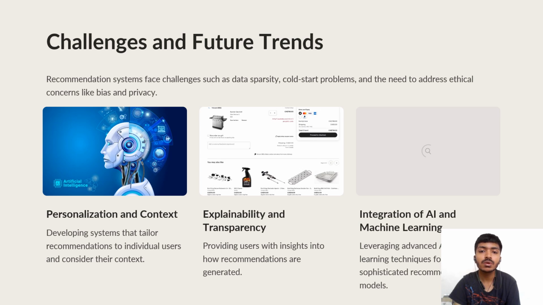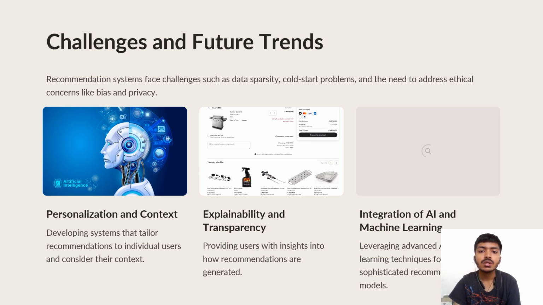Then we have cold start problems. These occur when new items or users have limited or no historical data available for recommendations. This makes it difficult to provide relevant suggestions until enough data is gathered. Then we have ethical concerns, bias and privacy. Recommendation systems must address biases in data and algorithms that can lead to unfair recommendations. Additionally, ensuring users' privacy while leveraging personal data for recommendation is crucial. Then we have transparency. It's important for users to know how their data is being used and how recommendations are generated.